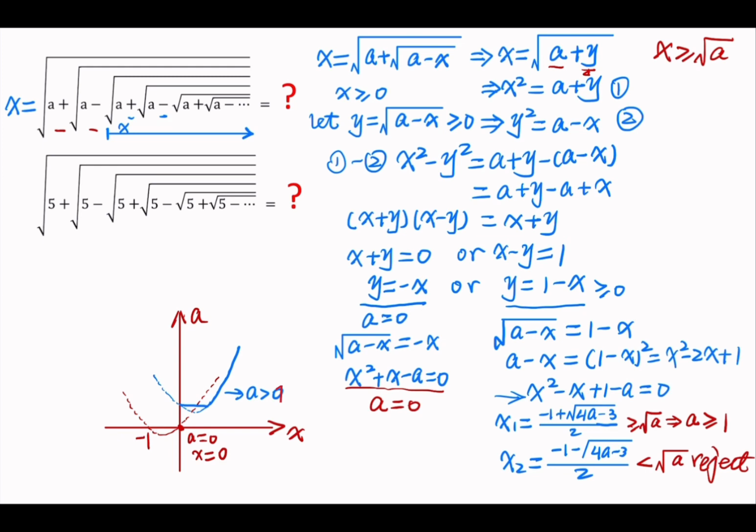Okay, after doing this, let's take a look at this example here. a equals 5 is greater than 1. So the root is x1 equals -1 plus square root 4 times 5 minus 3, which is 17, over 2.